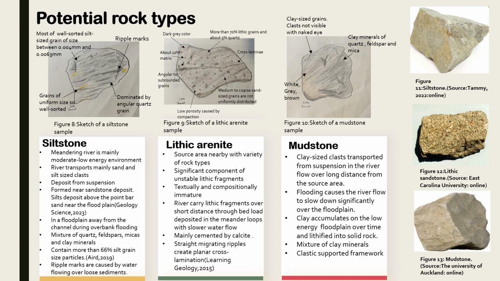The mudstone can also be formed when the clay-sized clasts are transported from suspension in the water flow over a long distance from the source area, and the flooding causes the water flow to slow down significantly over the floodplain. Therefore, the clay accumulates on the low-energy floodplain over time and is lithified into the mudstone, and it's a mixture of clay minerals and has a clast-supported framework.